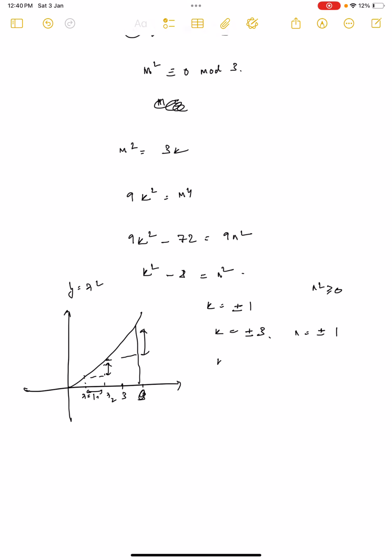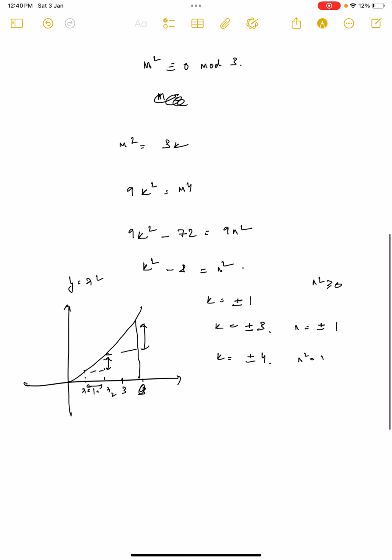Right. For k equal to plus minus 4, you have 16 minus 8, so n square is 8, which does not work, so not possible. For k equal to plus minus 5, n square becomes 25 minus 8, which is 17, which is again not a permissible value.